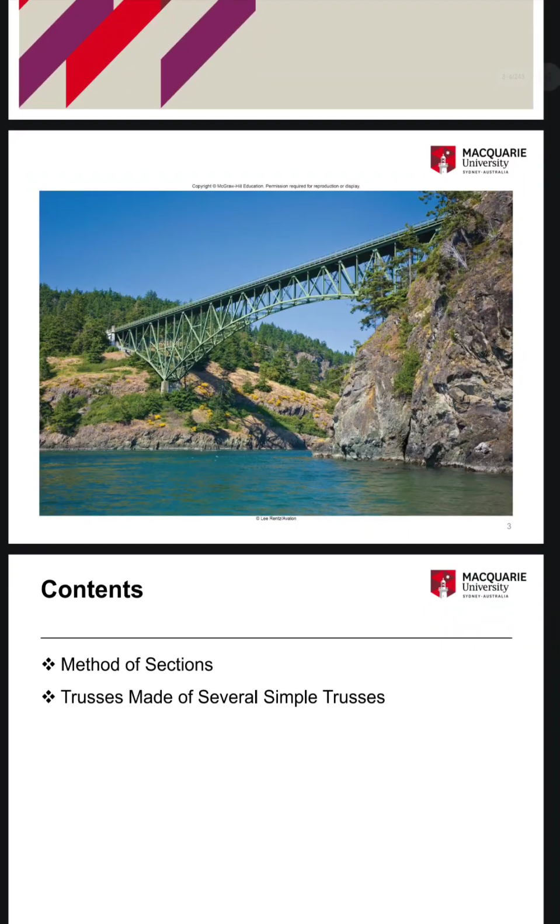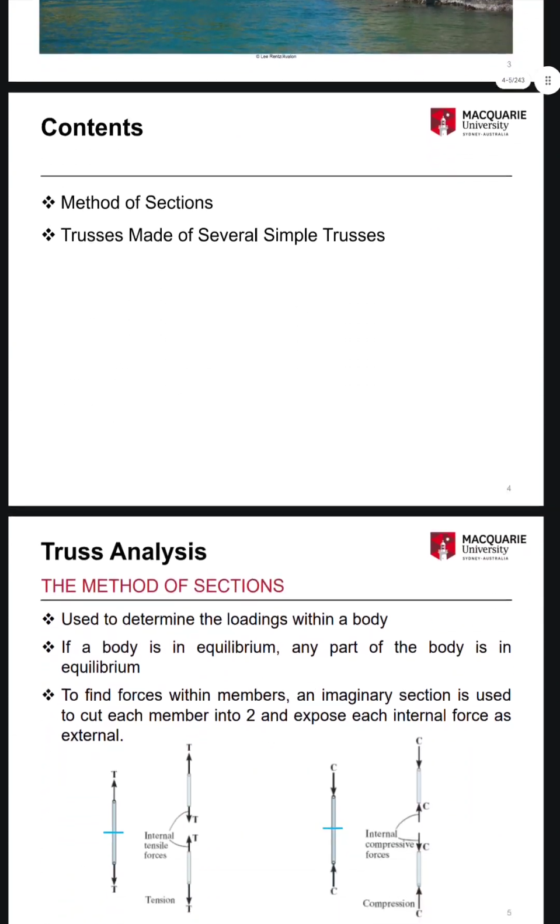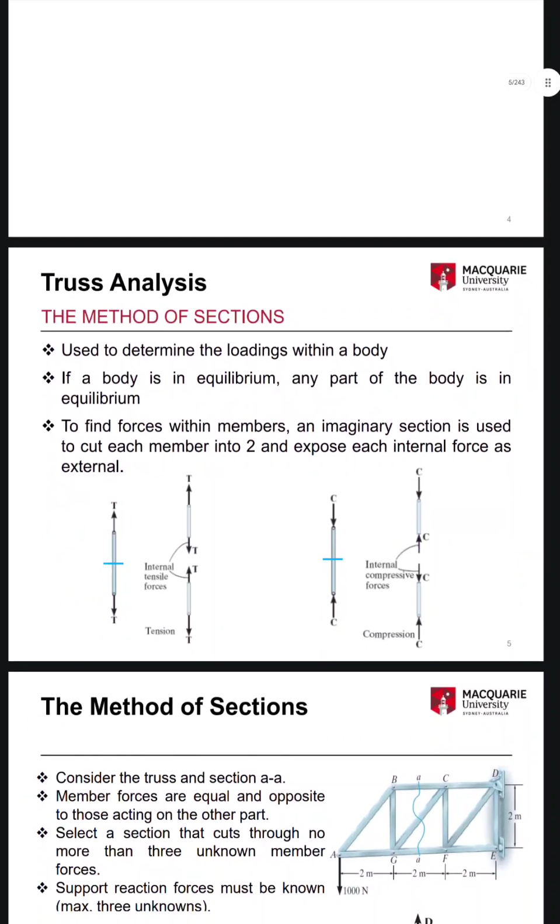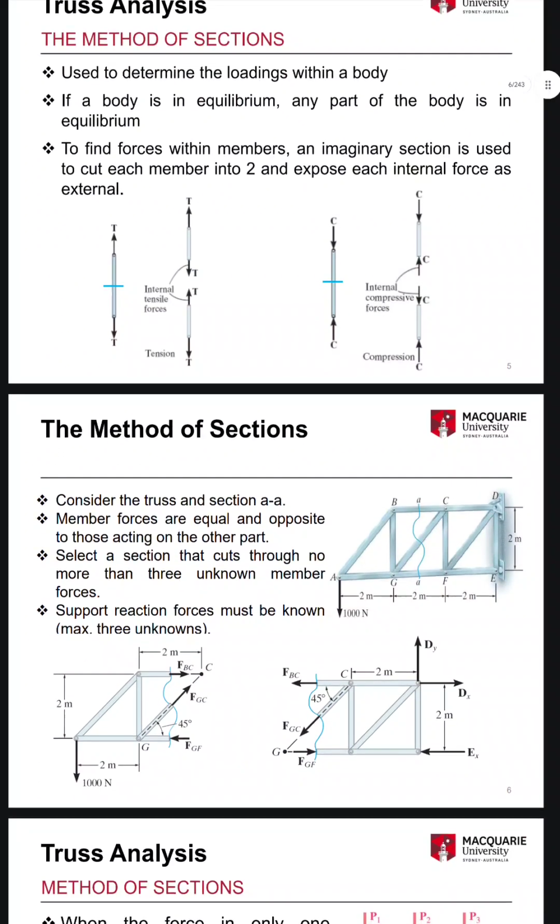Contents: method of sections, trusses made of several simple trusses. Truss analysis: the method of sections is used to determine the loadings within a body. If a body is in equilibrium, any part of the body is in equilibrium. To find forces within members, an imaginary section is used to cut each member into two and expose each internal force as external. Internal tensile forces are called tension, and internal compressive forces are called compression.